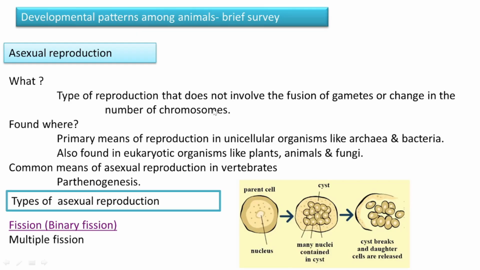Next we are going to see multiple fission. Multiple means more than two daughter cells are forming here as a result of fission. This picture is shown here. Inside the parent cell, the nucleus undergoes several rounds of mitosis, several rounds of division, to form multiple nuclei along with some portion of cytoplasm. And later that parent cell breaks and releases all these multiple daughter cells. So that is multiple fission.